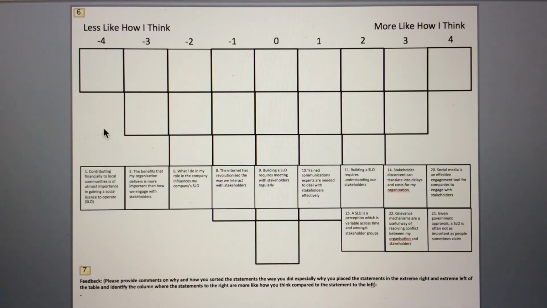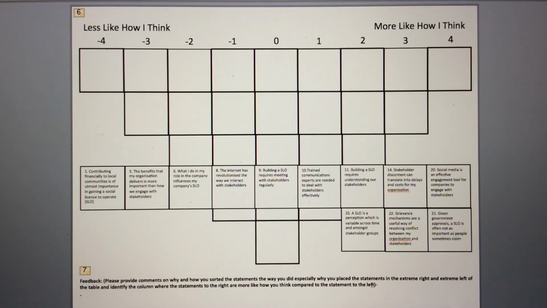Okay, so once you've got all the statements in this category in the slide here, I need you to then sort the statements into the boxes on the right side of this table, starting with the box on the extreme right of the table for the statement amongst all of these here that is most like how you think, and making your way to the middle of the table for statements that are lesser and lesser like how you think.